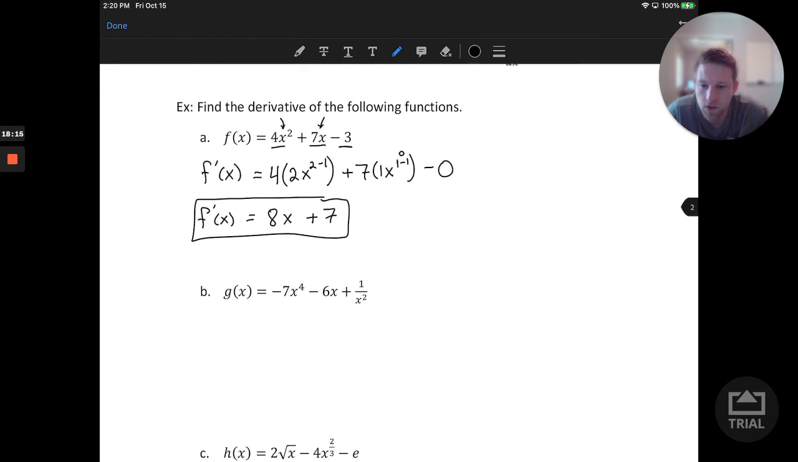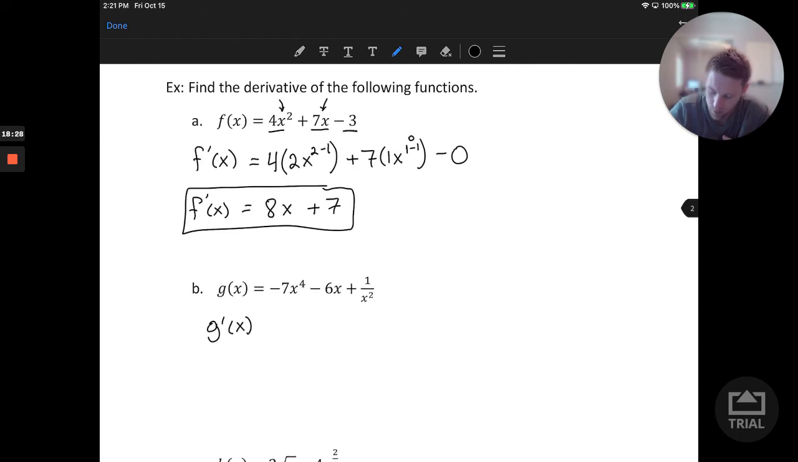If we take a look at the next function, this is a g of x function. Let's go ahead and go term by term with this one as well. G prime of x would be the derivative name. We could keep the constant multiple in the first term as negative 7, and then the derivative of 4 to the x we would call 4x to the third power. We bring down the power and subtract 1 from the exponent.